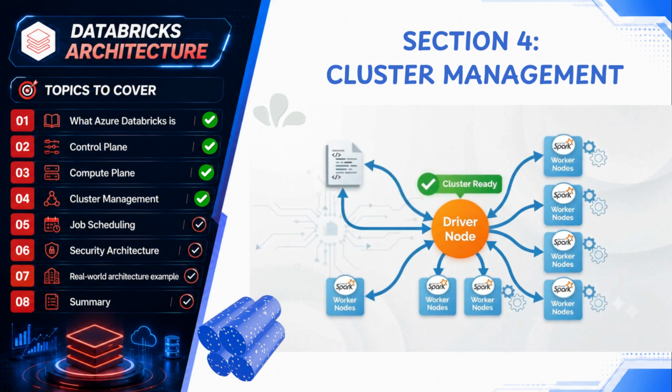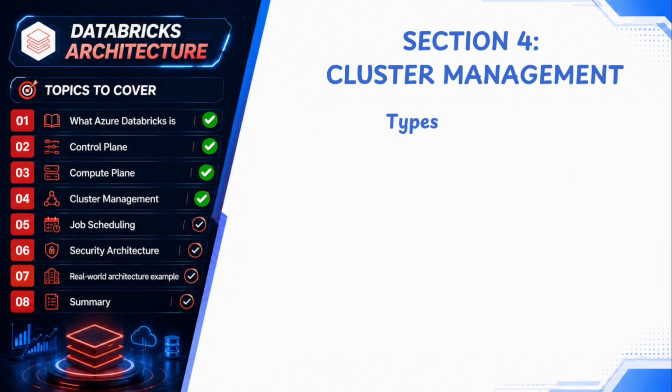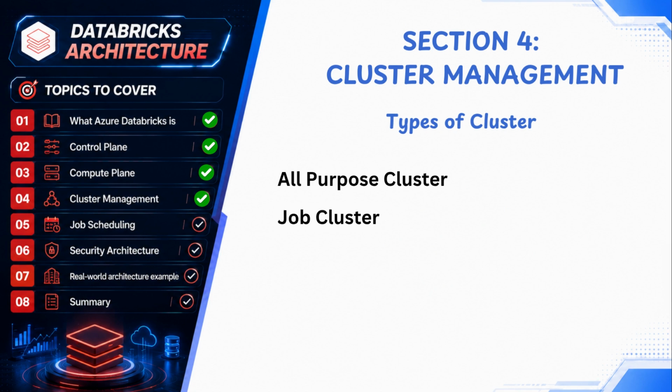Now we will see the types of clusters. First is the all-purpose cluster, used for development, interactive notebooks, and data exploration. Multiple users can access these clusters. The next is the job cluster. The job cluster is created temporarily for scheduled jobs. Advantages are cost efficiency, automatic termination, and isolated executions, commonly used in production pipelines. The next is the cluster lifecycle. Databricks manages this entire lifecycle automatically.